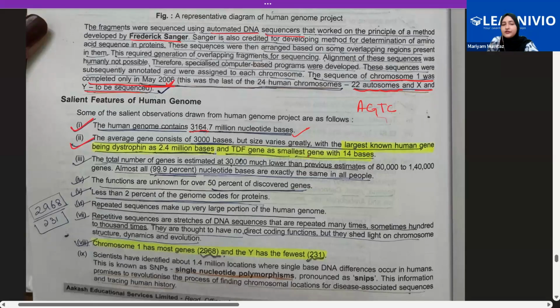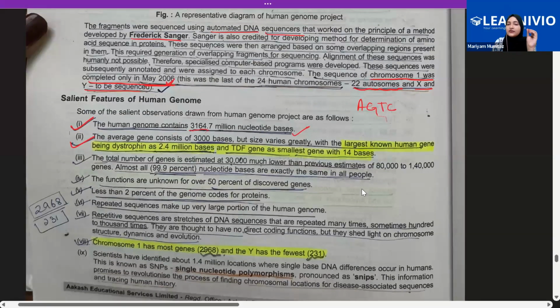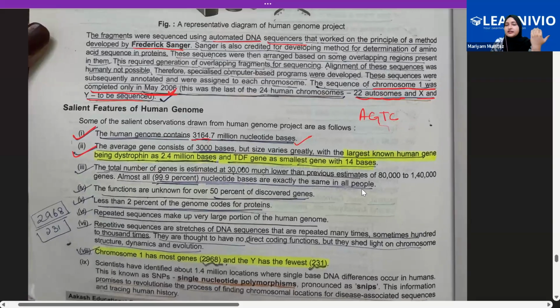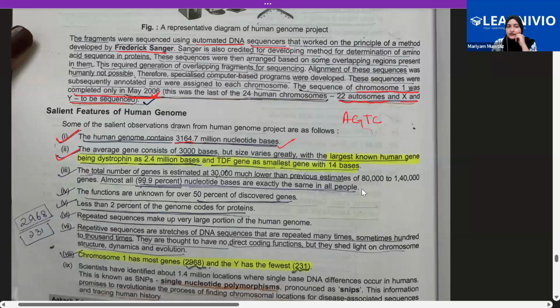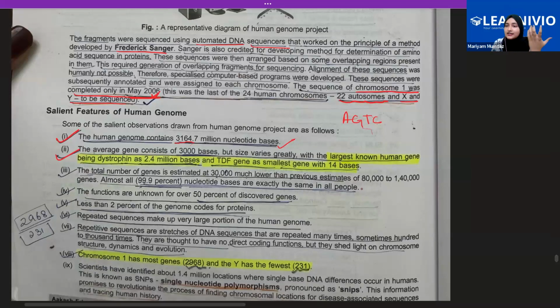Then the total number of genes is estimated at 30,000, much lower than the previous estimate. So the total number of genes in the human itself is 30,000, which is less than the previous estimate of 80,000 to 1,40,000. And this tells us, or this has cleared the fact that 99.9% of the nucleotide bases are exactly the same in every individual, whether it is you all or me. We all have 99.9% bases very similar to each other. We just differ by that 0.1%.